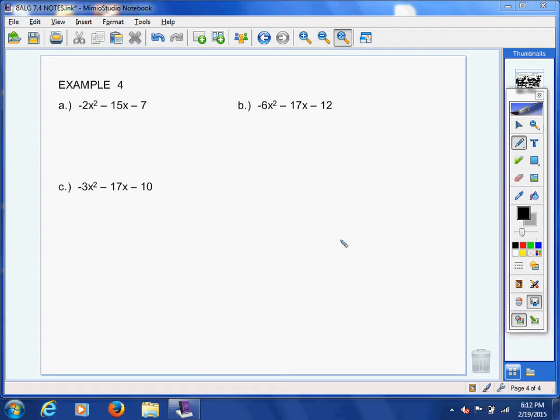So let's look at A. I'm going to do A and B with you, and I'm going to leave C for you to do as extra credit, and I'll give you a point if you can do it.